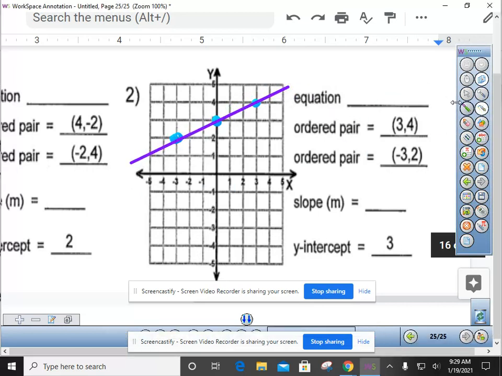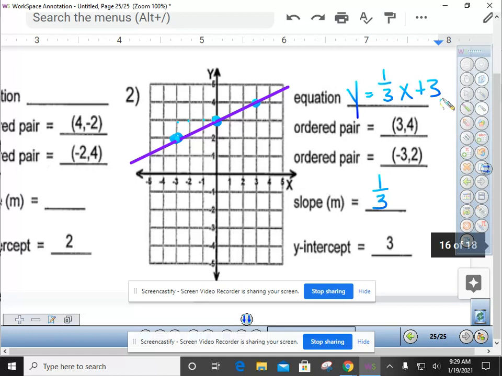Positive, yes, good job. So what is the slope? Rise 1, run 3. So it is 1 over 3. Who would like to try the equation? Okay, go ahead, Oscar. Y equals 1/3 x plus 3. Perfect.